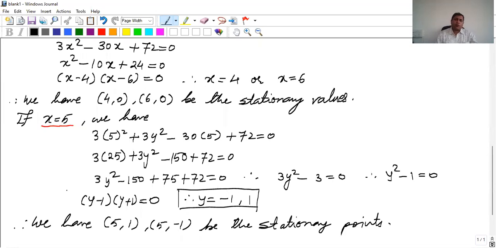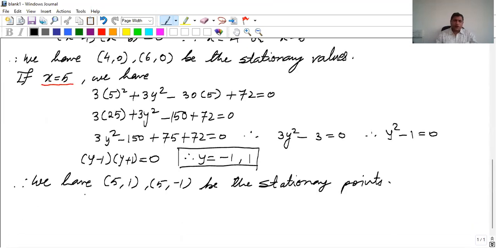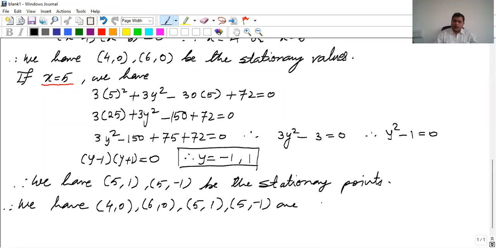Okay, so we collect all these stationary points. Here we got 4 stationary points. Hence, we have (4, 0), (6, 0) and so on. When y was 0, we calculated x, and when x was 5, we calculated y. So (5, 1) and (5, -1) are the stationary points, or stationary values.